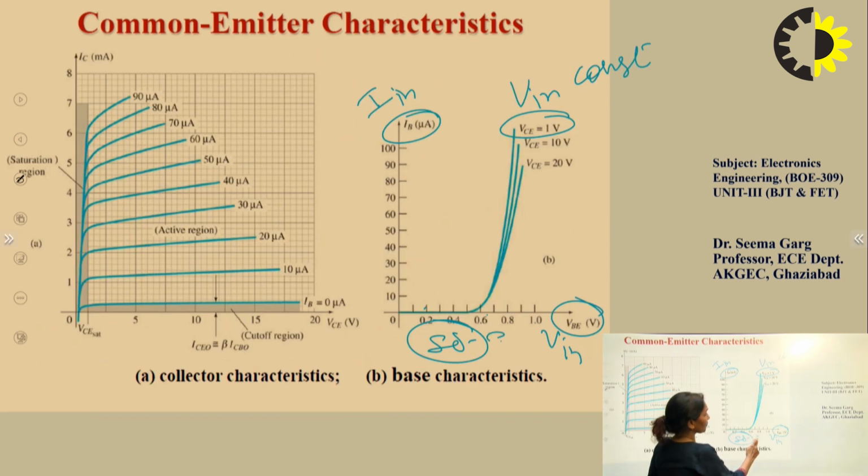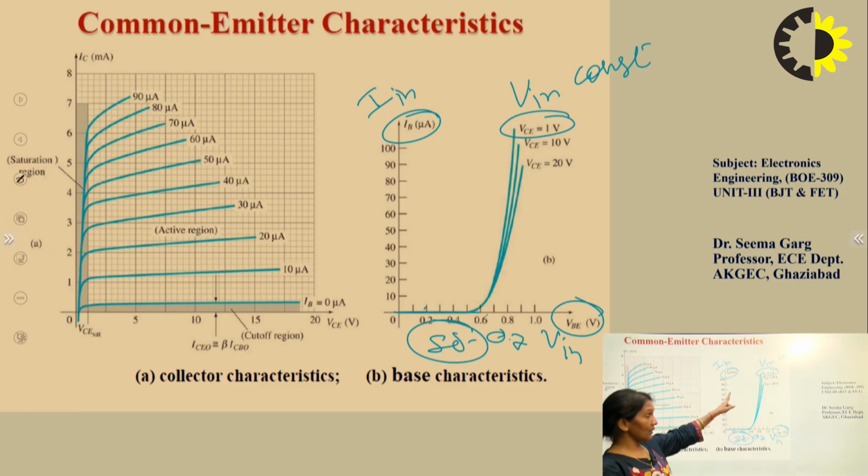the current will not be flowing, the current is 0, and after that the current increases, just like the VI characteristics of the PN junction diode. This characteristic curve is exactly similar to that one.